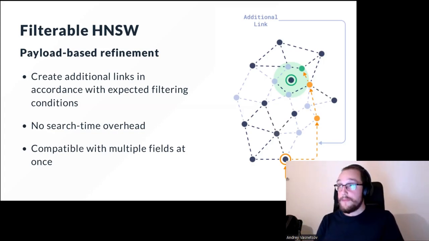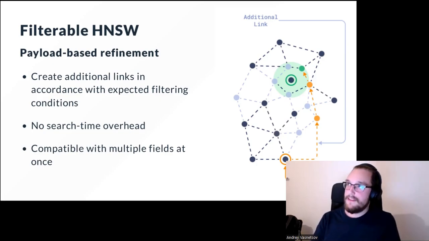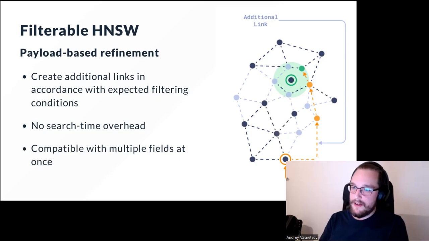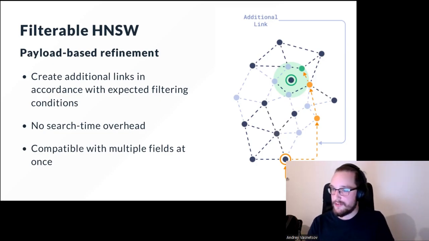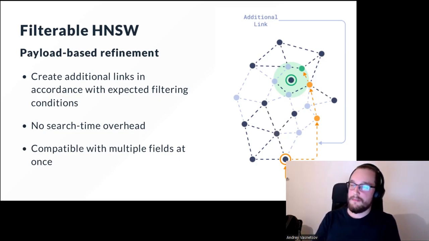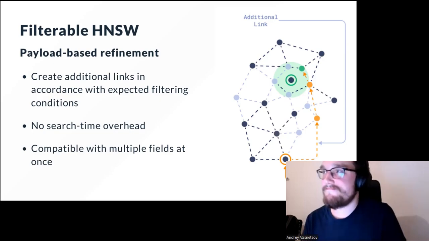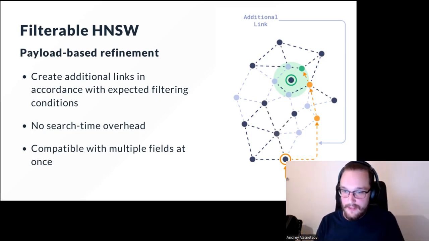Sid asks, does Qdrant do any cardinality estimation to determine query plans, or is it in place? Yes, it does. Unfortunately, I don't have slides for this, but I'm happy to answer those questions after the main topic.